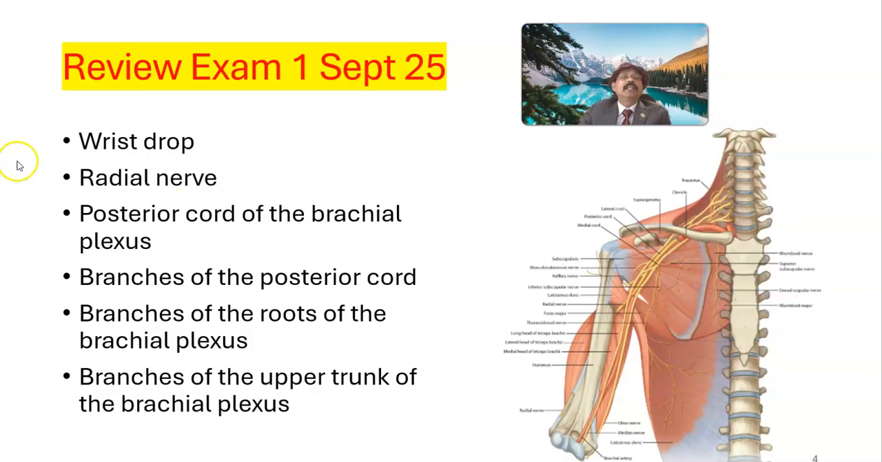Okay, the radial nerve is related to the radial groove here. This is the radial nerve, and it is passing along the radial groove of the humerus. The radial nerve is accompanied by the profunda brachii artery in the radial groove behind the midshaft of the humerus.